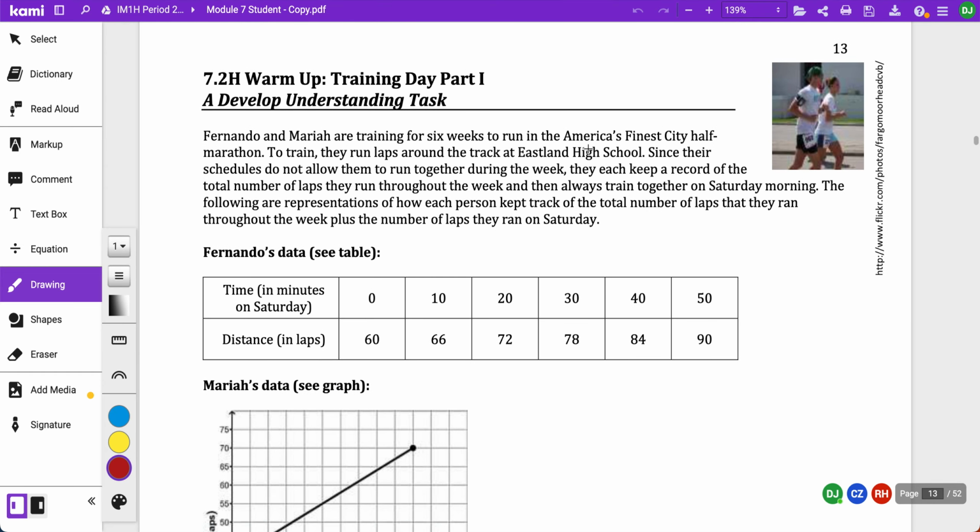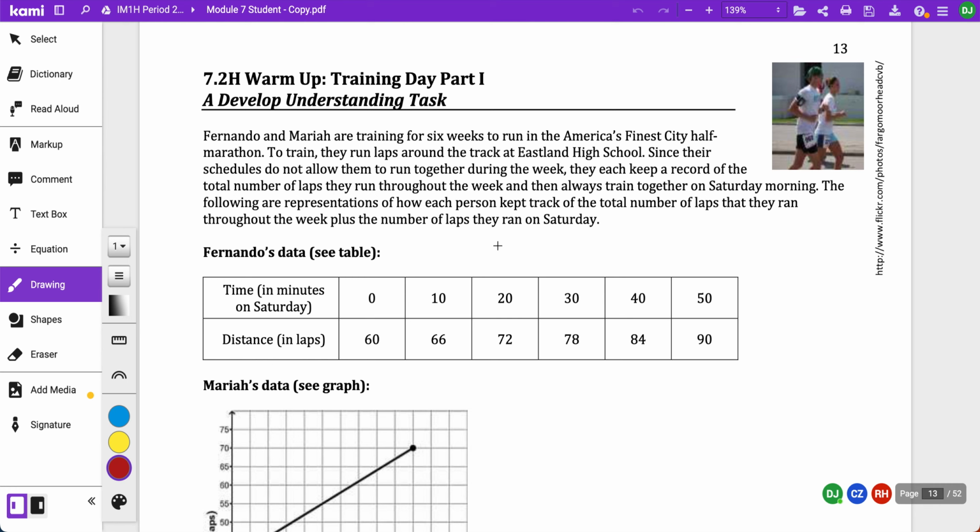Here we go, 7.2 warm-up. Today's lesson is about combining functions, and we're going to do that by looking at two people practicing their running. We have Fernando and Mariah, and they are training for 6 weeks to run in America's Finest City Half Marathon. To train, they run laps around the track at Eastland High School. Since their schedules do not allow them to run together during the week, they each keep a record of the total number of laps they run throughout the week and then always train together on Saturday morning.